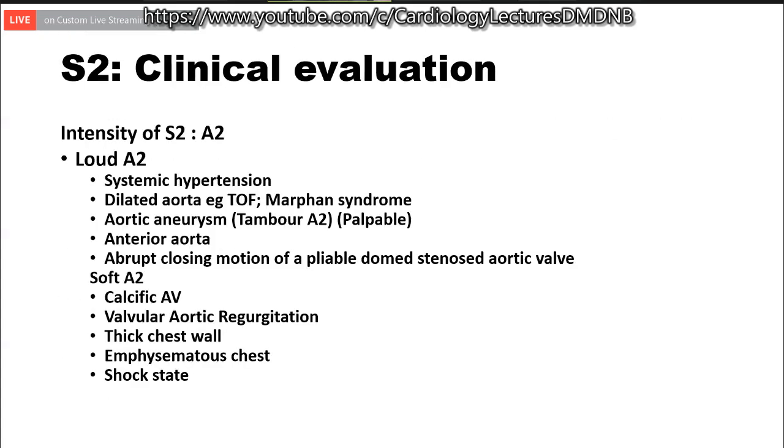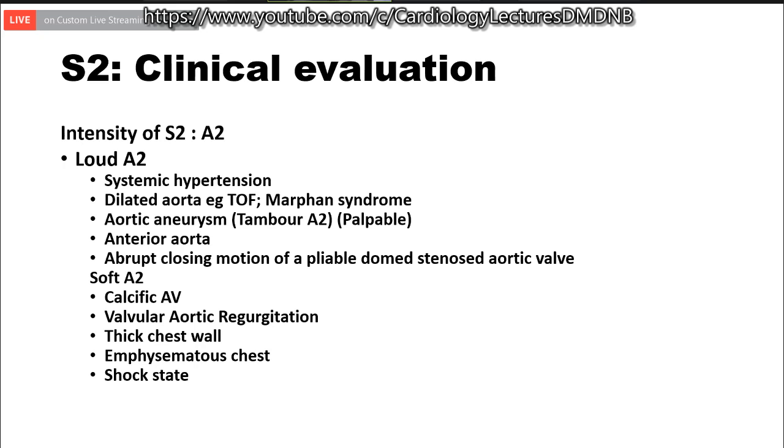Now let's look at A2. A2 can be loud in systemic hypertension. That's the commonest cause of loud A2. Dilated aorta, for example in some tetralogy of Fallot, sometimes the aorta is huge and anterior, and you can get a loud second heart sound, including sometimes a click. Marfan syndrome, sometimes when the aorta is dilated, you can get a loud second heart sound. Aortic aneurysm, syphilitic aortic aneurysm, sometimes you can get a loud second heart sound, which is known as tambour second heart sound. So it's a tambour A2.